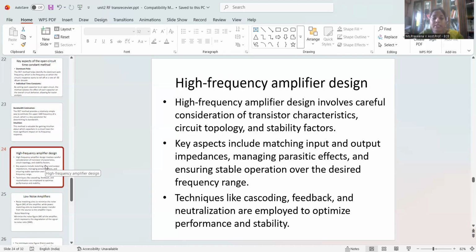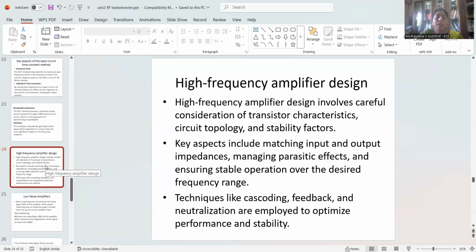Let us see the key considerations of high frequency amplifier design. That is impedance matching. The input and output impedance must be properly matched in order to ensure maximum power transfer and minimal signal losses. Next is managing parasitic effects. Every transistor contains some unwanted parasitic capacitance and resistance that will limit the bandwidth and reduce the gain at high frequency.